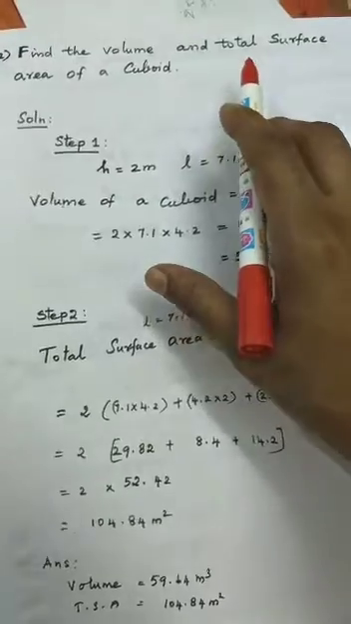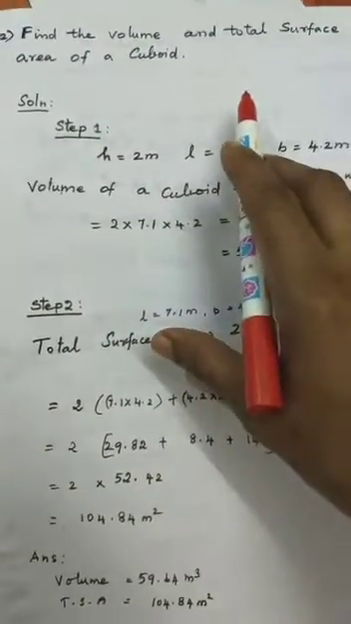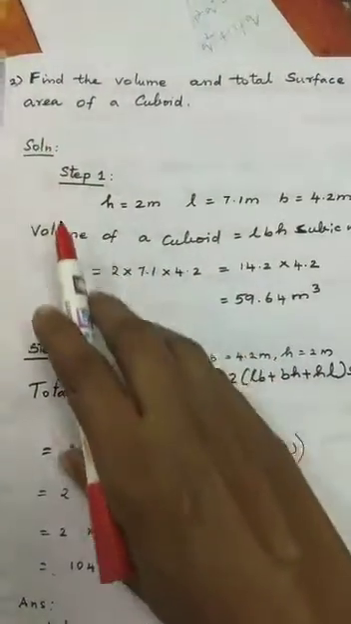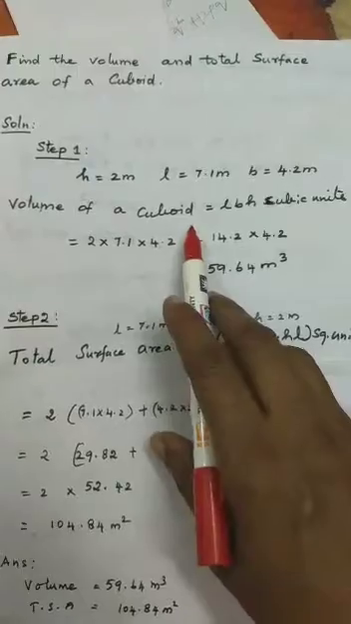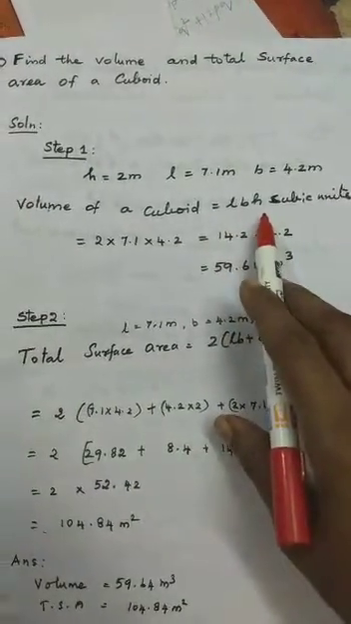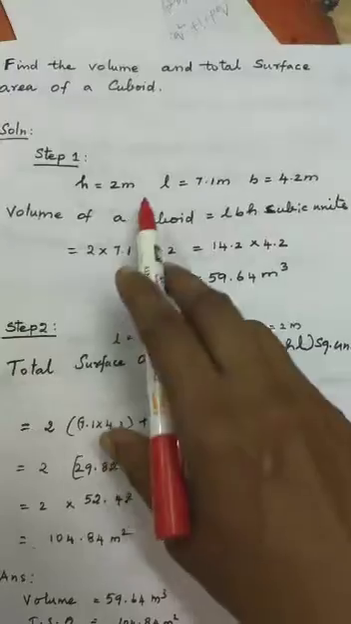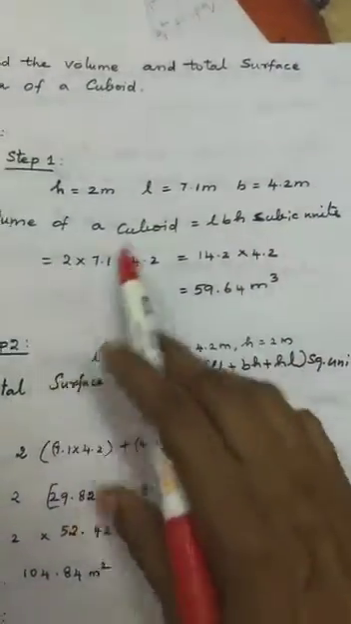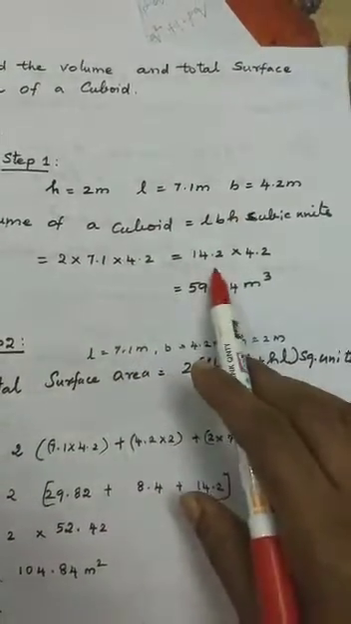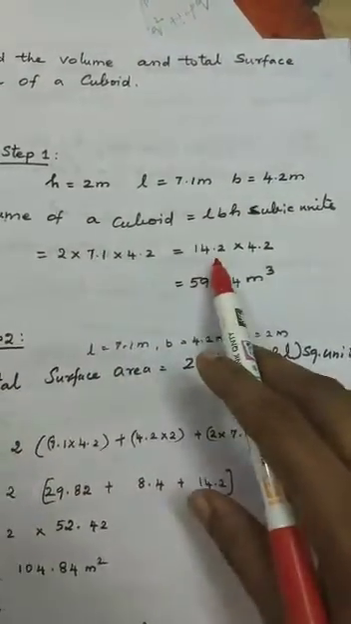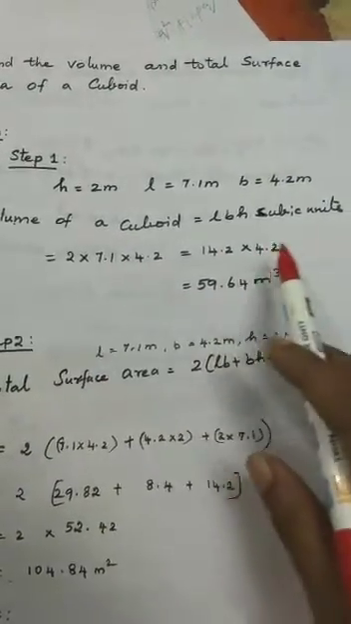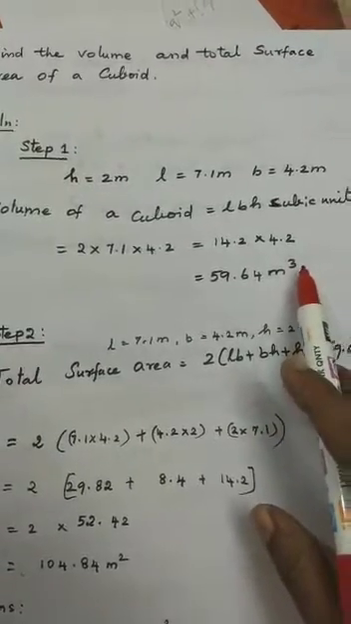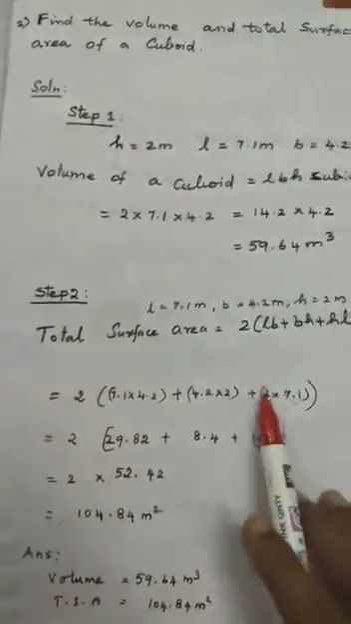Find the volume and total surface area of a cuboid. They are given the length, breadth and height. First, step 1. Volume of a cuboid is equal to L into B into H. We can multiply in any order, both are the same. So 2 into 7.1 into 4.2. You multiply these two, that means 14.2, into 4.2. That is 59.64 meter cube. You have found the volume of the cuboid.